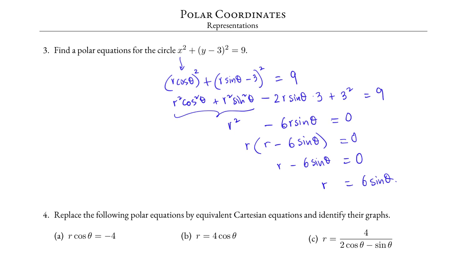This equation represents the circle centered at the point 0, 3 with the radius 3. Thus, r equals 6 sine theta represents the circle centered at 0, 3, x equals 0, y equals 3 at the center of the circle with the radius 3.